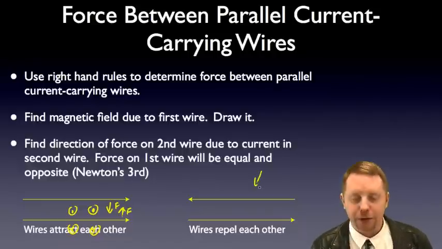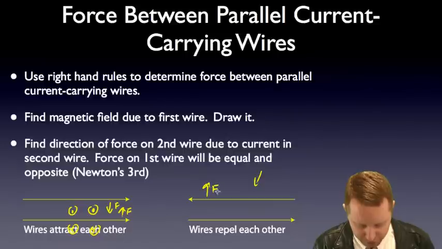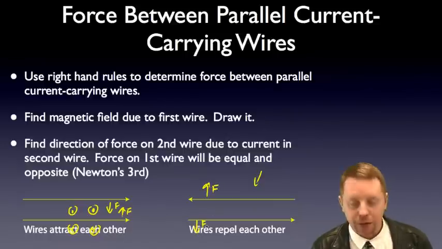Similarly, a good exercise for you would be to pause this for a second and see if you can prove that these two are going to repel each other using your right-hand rules.